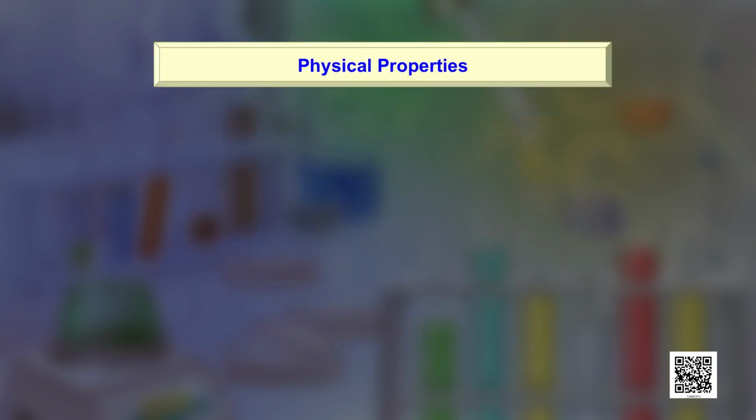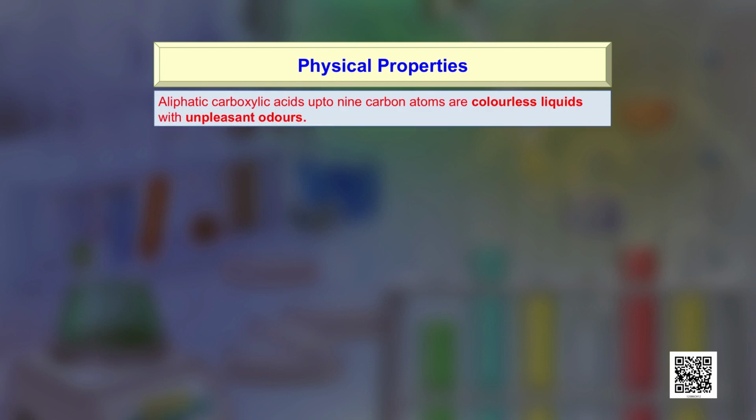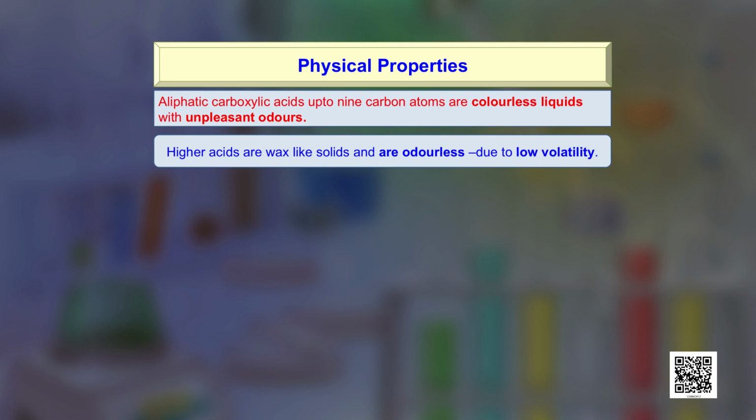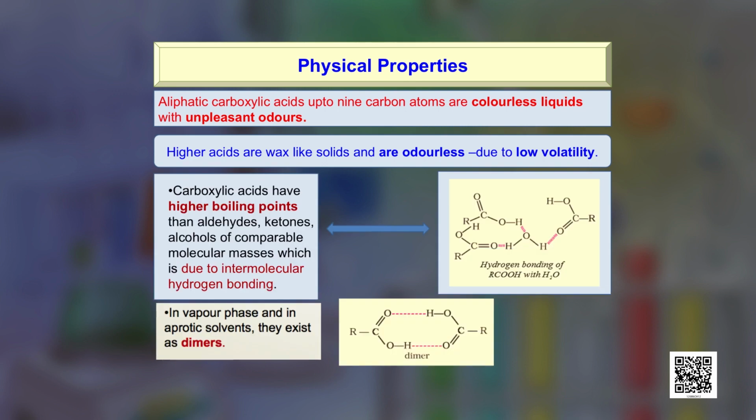So, let us first understand the physical properties of carboxylic acids. Aliphatic carboxylic acids up to 9 carbon atoms are colorless liquids with unpleasant odors. The higher acids are wax-like solids and are odorless due to their low volatility. Carboxylic acids have higher boiling points than aldehydes, ketones or alcohols of comparable molecular masses, which is due to the intermolecular hydrogen bonding present in their molecules.